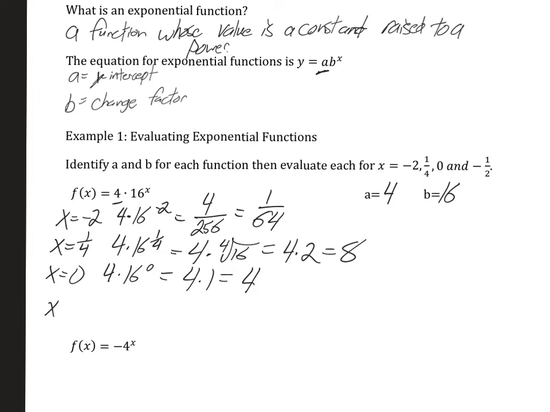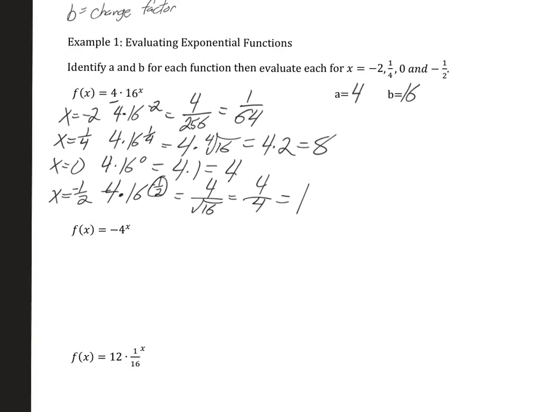The last one is x equals -1/2, sorry. Okay, so we have 4 times 16 to the -1/2 power. Okay, so this is the square root of 16. So that's going to tell me I have 4 on top. I want to change this negative, so I'm going to put the square root of 16 on the bottom. So I have 4 over 4, which is just 1.